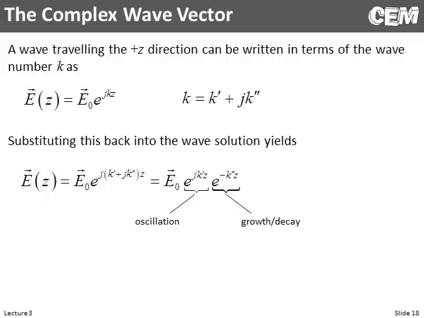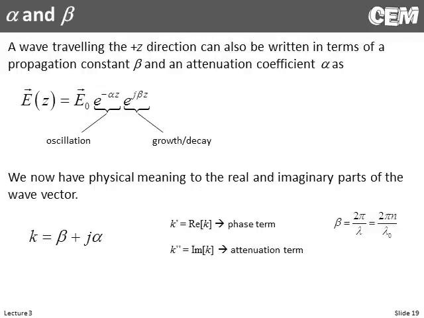Everybody good? Two other terms that are used a lot are alpha and beta. You'll see me use beta a lot. Beta is called the propagation constant. And I put those backwards, didn't I? Yes, I did. I labeled them backwards.